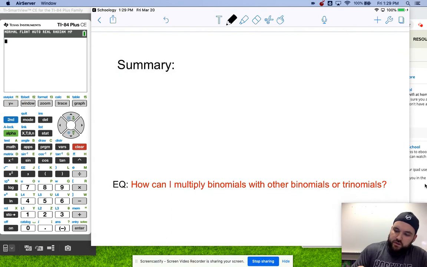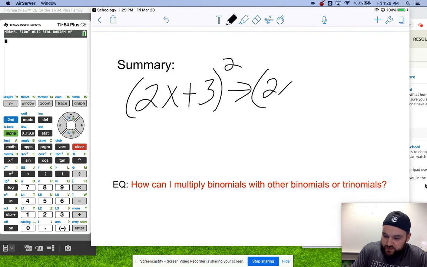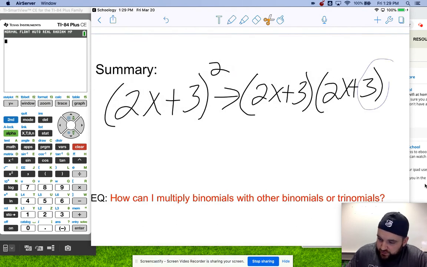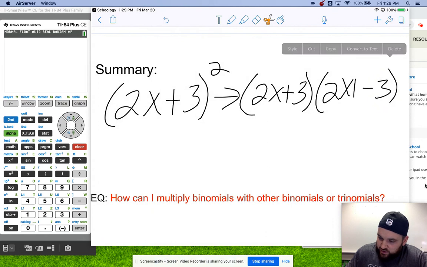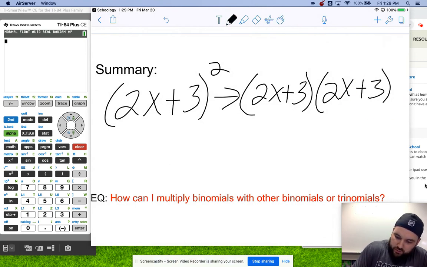So to summarize, all I want you to think about is that 2x plus 3, please, please, if you see that squared, write it out as 2 identical binomials. Now, just because we got done with conjugates, realize that this is not a conjugate. One is not plus 3 and one minus 3. These are both 2x plus 3. And then we distribute.